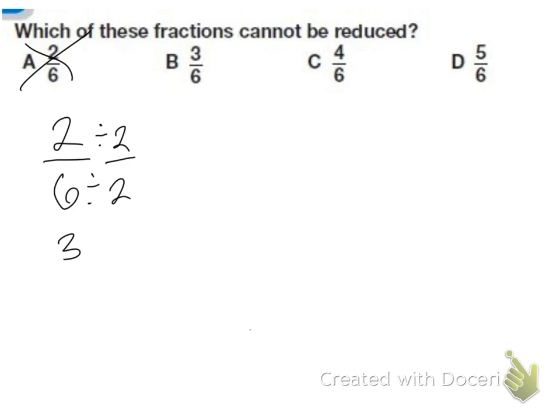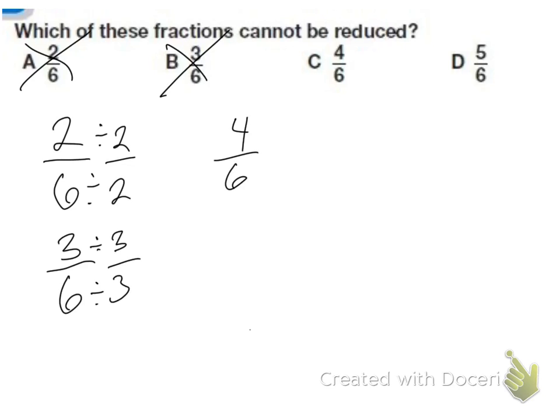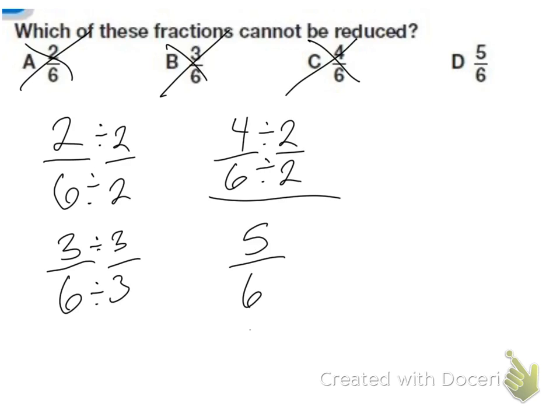What about 3/6? Well, I can divide both the top and the bottom by 3. So that means that this one can be reduced. Well, what about 4/6? Well, 4/6, they're both even numbers, so I can divide both these numbers by 2. So that means that one can be reduced. What about 5/6? Well, there's no number I can divide both the top and the bottom by. Okay, so because 5 can only be divided by 5 or 1, and 6 can't be divided by 5. So that means that 5/6 cannot be reduced.